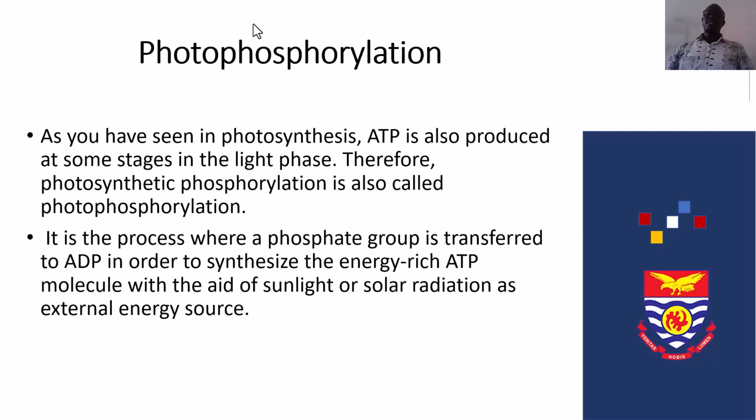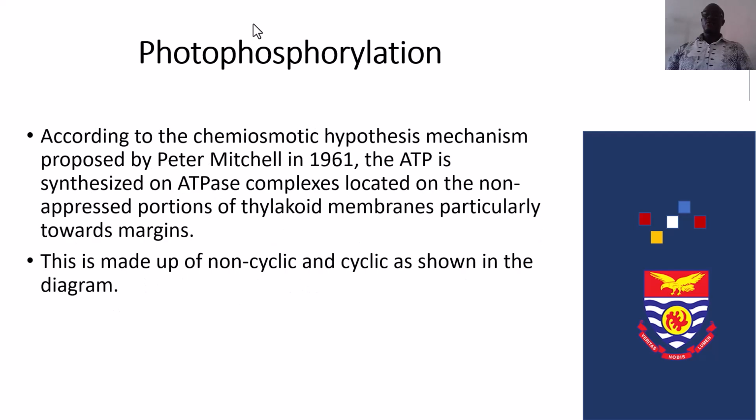Photophosphorylation. As you have seen in photosynthesis, ATP is also produced at some stages in the light phase. Therefore, photosynthetic phosphorylation is also called photophosphorylation. It is the process where a phosphate group is transferred to ADP in order to synthesize the energy-rich ATP molecule with the aid of sunlight or solar radiation as external energy source. According to the chemiosmotic hypothesis proposed by Peter Mitchell, the ATP is synthesized on ATPase complexes located on the non-appressed portions of thylakoid membranes, particularly toward the margins. This is made up of non-cyclic and cyclic, as shown in the diagram.